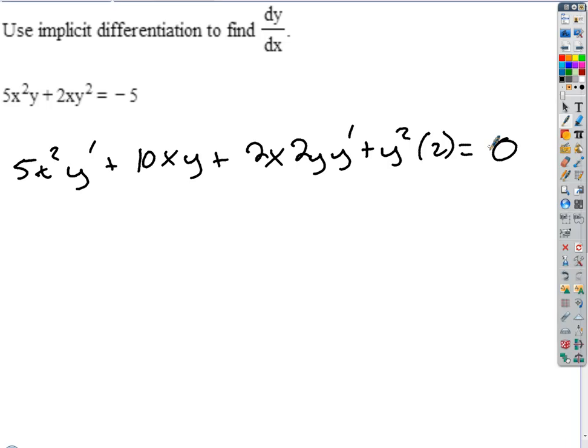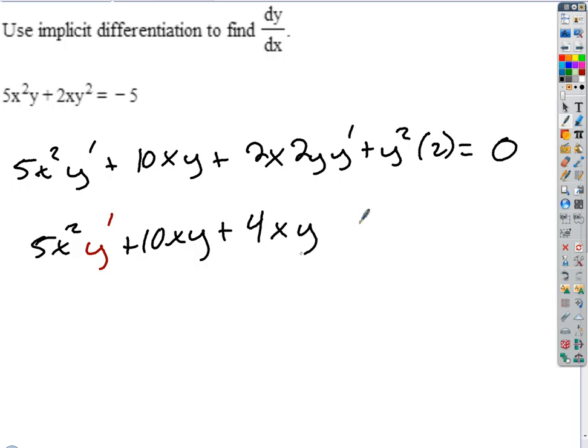Good, so then if we clean this up, we get 5x squared y prime plus 10xy plus 4xy y prime plus 2y squared. Okay, we'll push all the non-y prime terms to the right side and factor out a y prime on the left. Let's just do those two steps in one.